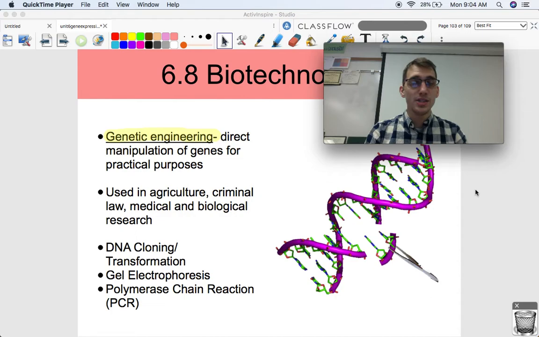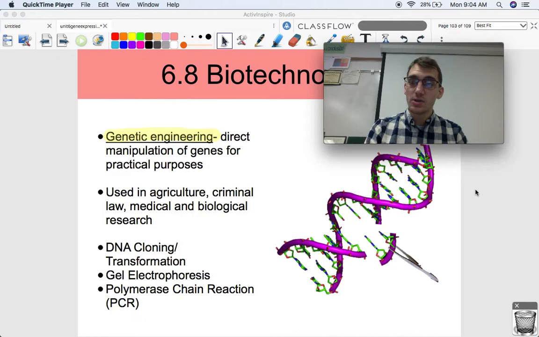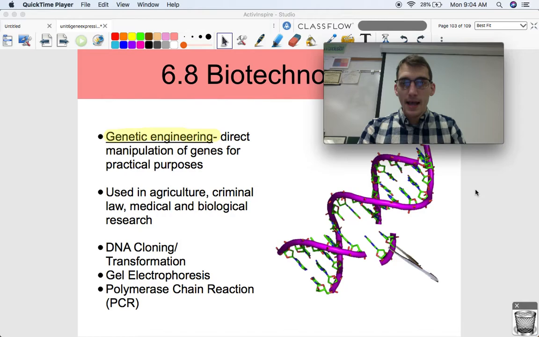And then, of course, medical and biological research. You can grow bacteria or some kind of organism, make it express the gene you want, get a bunch of that protein, harvest it, and then apply it for medicines for any number of reasons. So many pharmaceuticals are made as a result of genetic engineering. I can get these organisms to express this trait, make a protein, and I keep the protein and I can put it in my medicine and make people better.